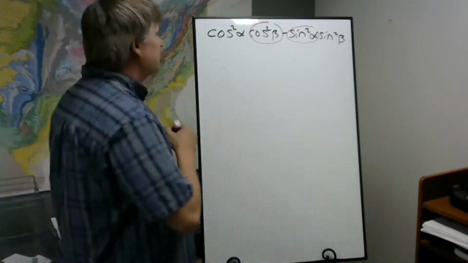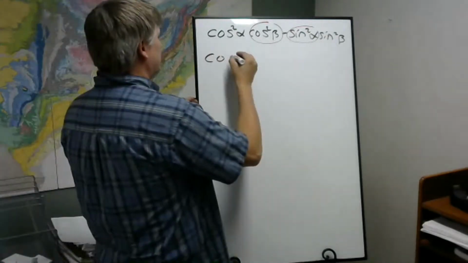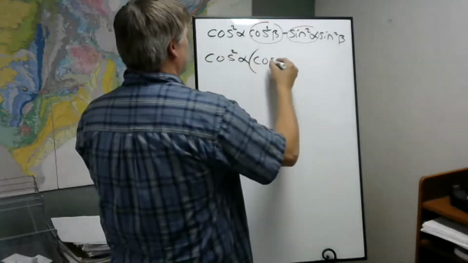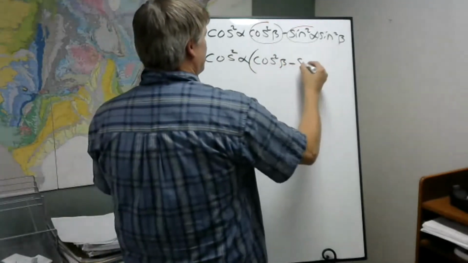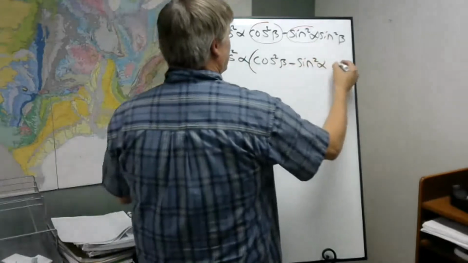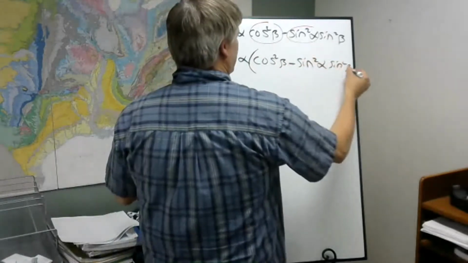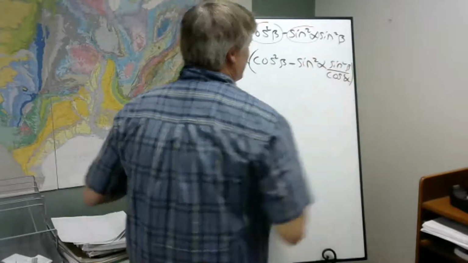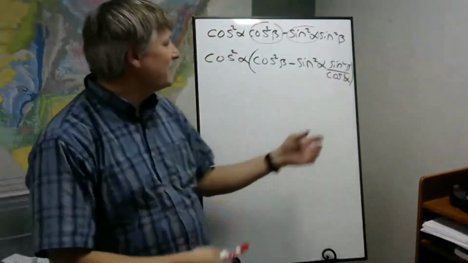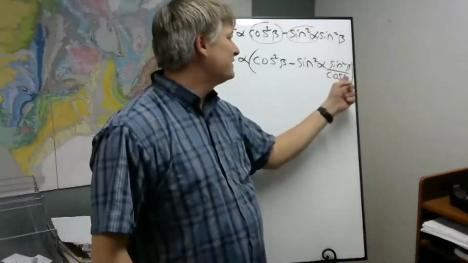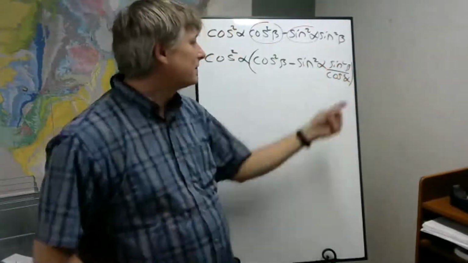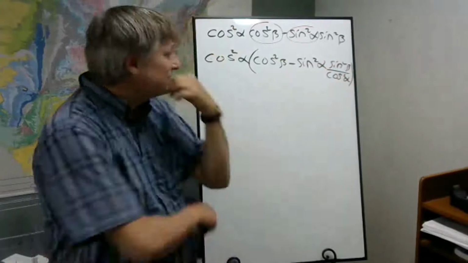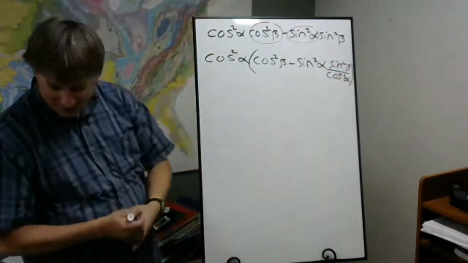So what I'm thinking of is you pull cosine squared alpha out, you have cosine squared beta minus sine squared alpha, sine squared beta over cosine squared alpha. And that's not going to combine. It's tempting to call this a tangent, but because of the different angles, we can't do that. It's hard to tell, but that's an angle beta, that's an angle alpha. So that's not going to get us anywhere.